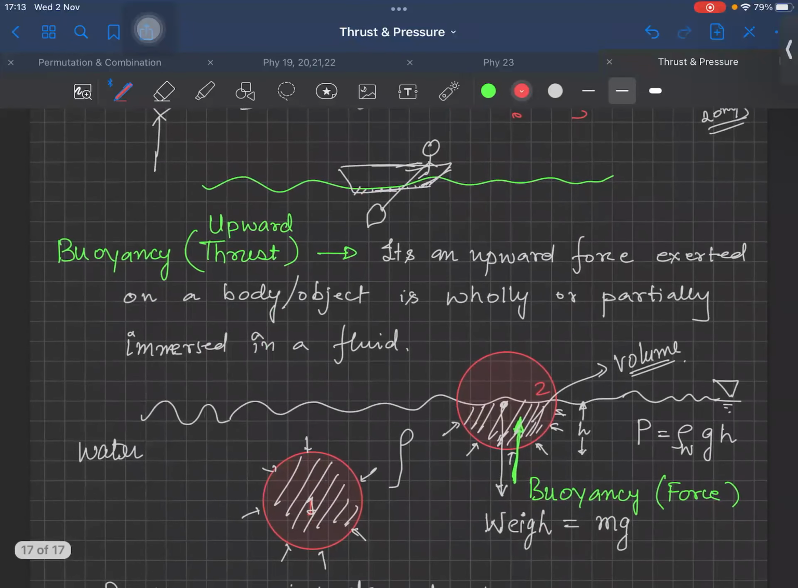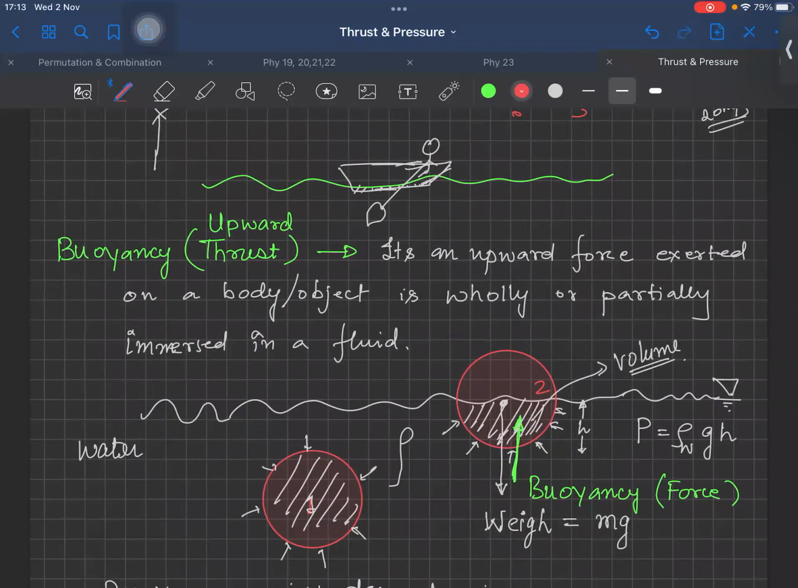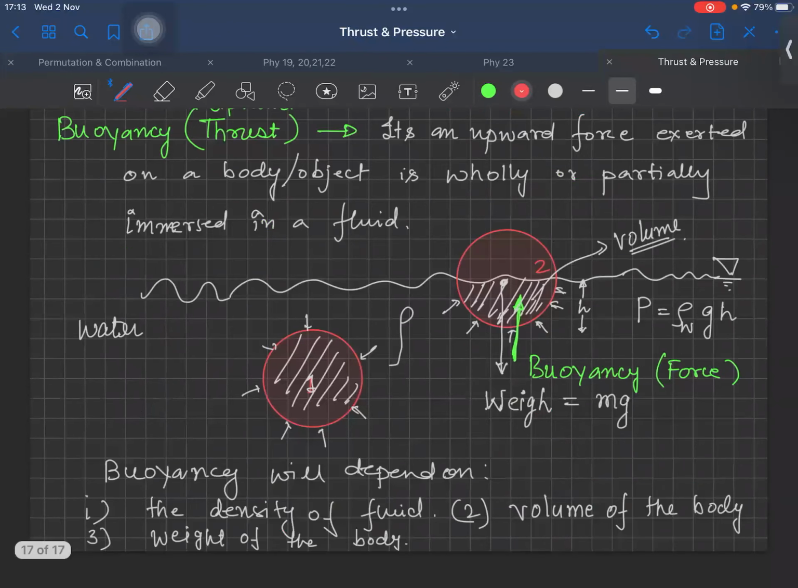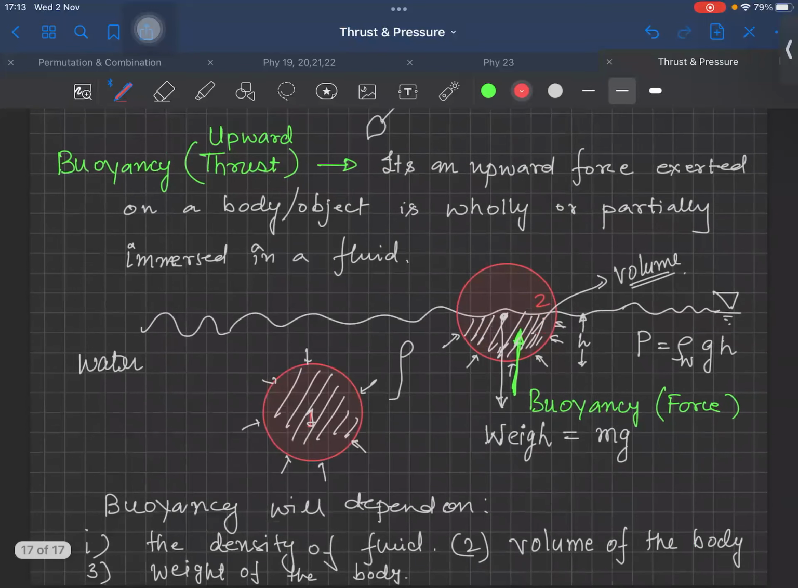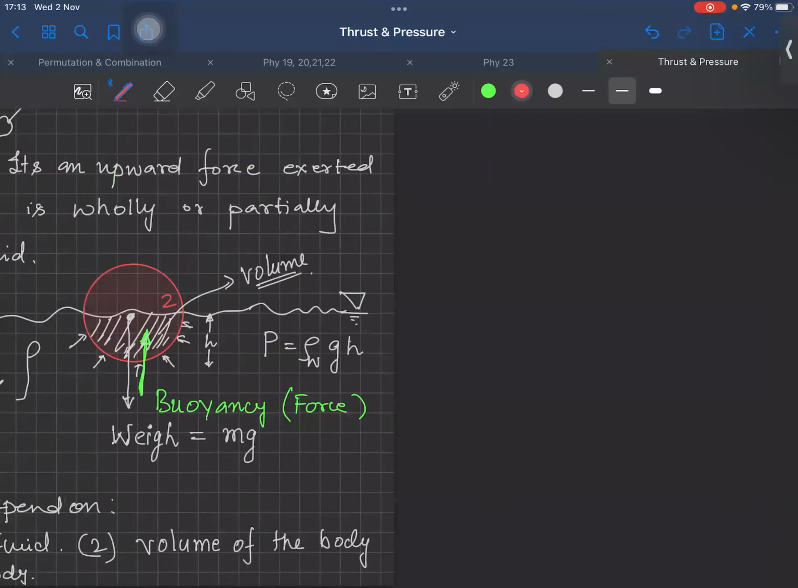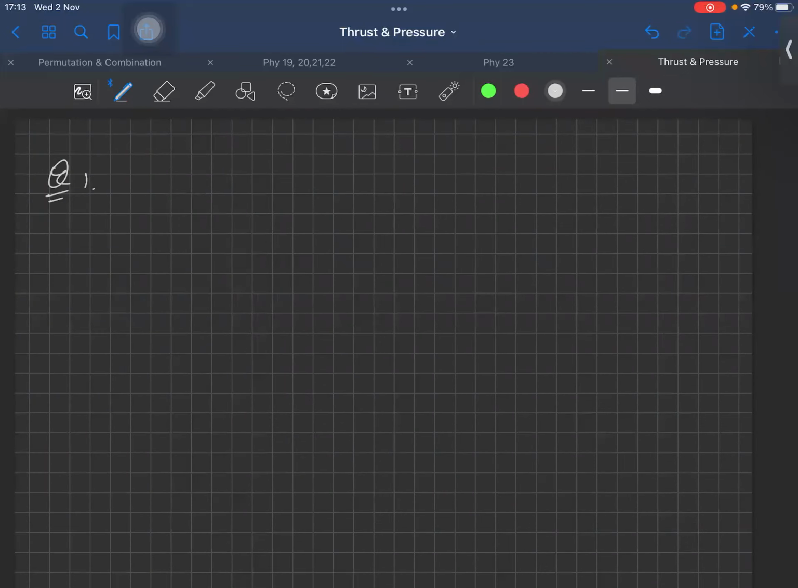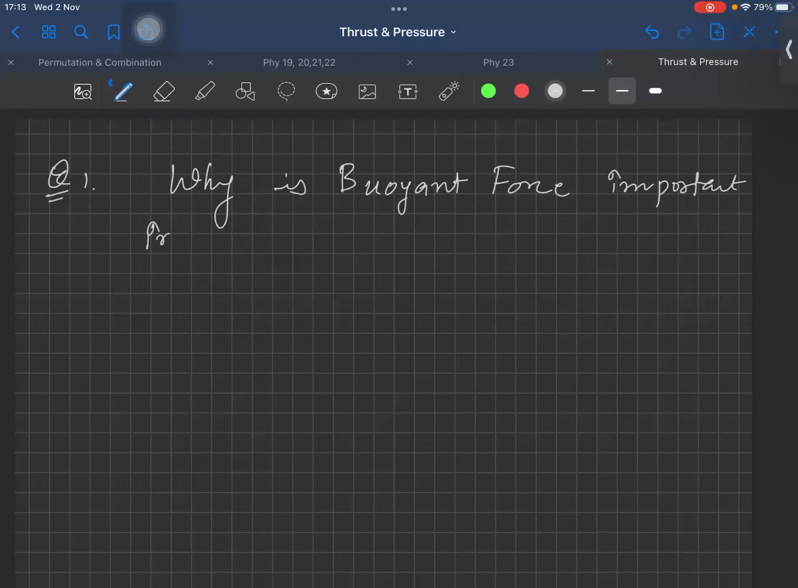And next, swimming. Why is buoyant force important in swimming? There is a question. Write down a few of the questions; I want you to find out the answers in the next class. Question number 1: why is buoyancy, or buoyant force, important in swimming? Buoyancy and buoyant force both are the same. I've already told you the answer, but I want you to find out.